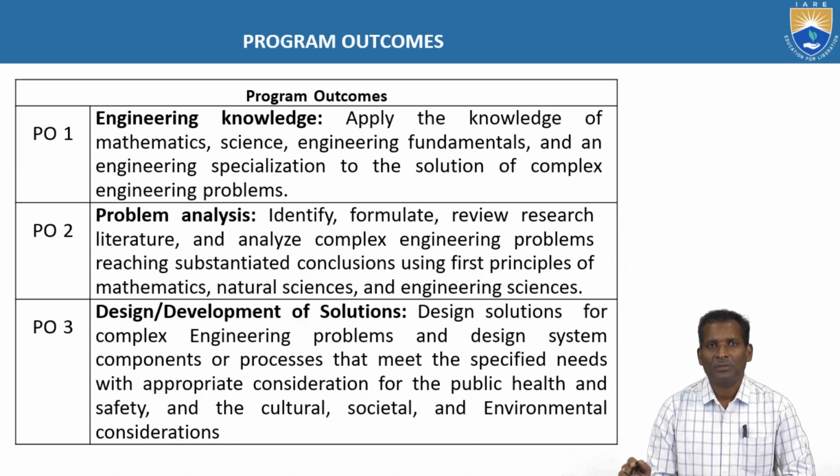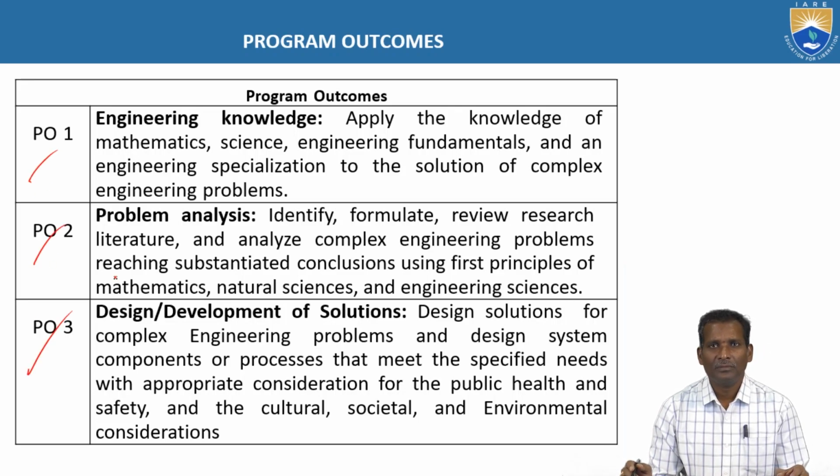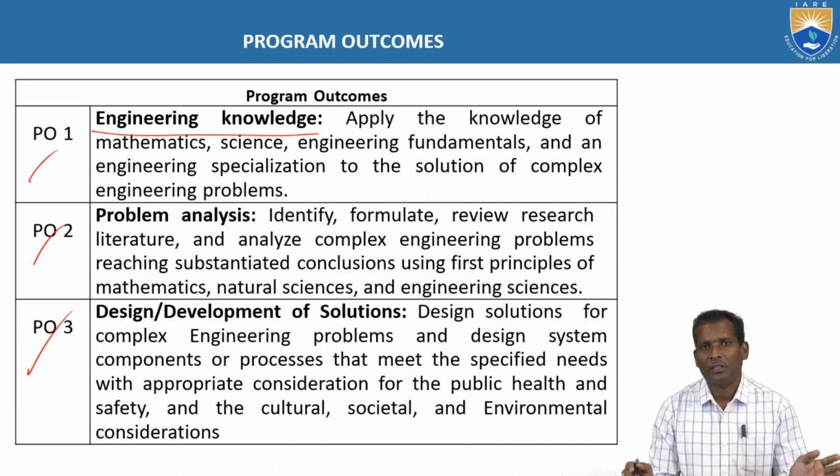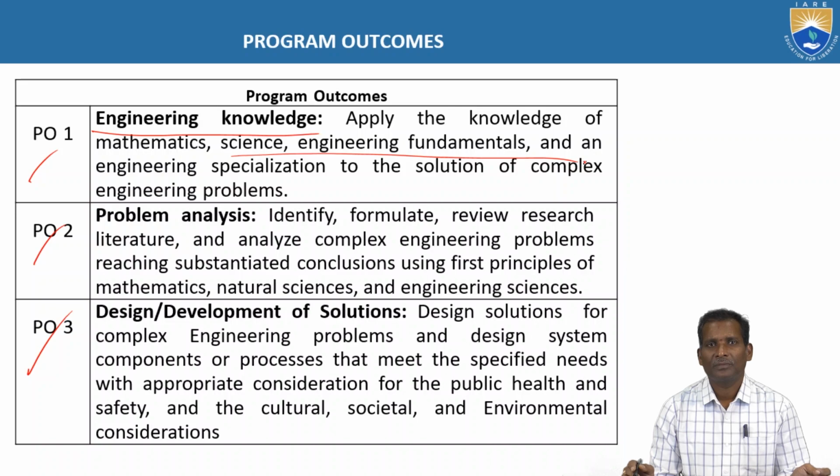What are the program outcomes? So there are 12 defined program outcomes. PO1, PO2 and PO3 are elaborated like this. Engineering knowledge is the first one. So whatever you learned in previous semesters, at 10 plus 2 level and for your first year course, apply the knowledge of mathematics, science, engineering fundamentals to get a good solution or optimal solution of complex engineering problems.